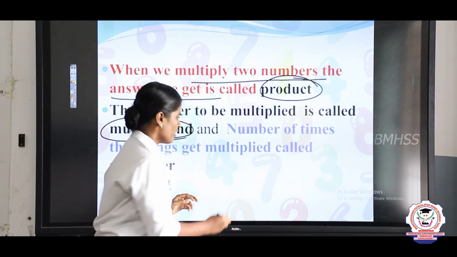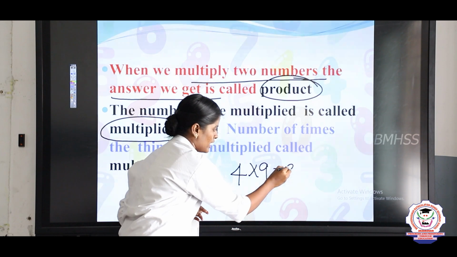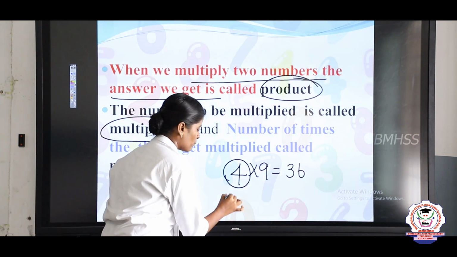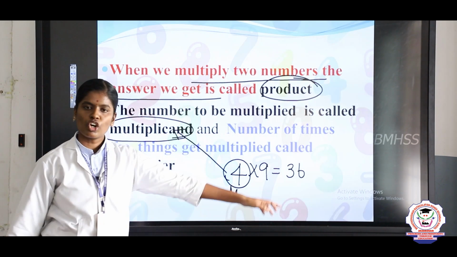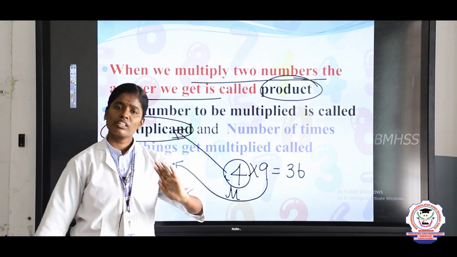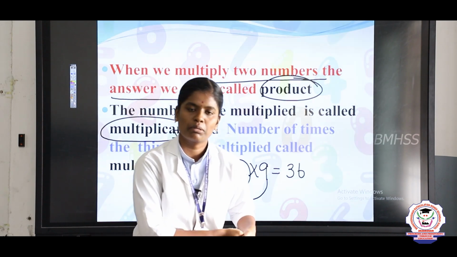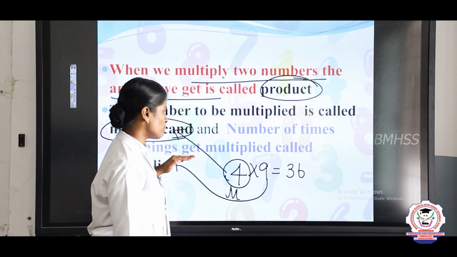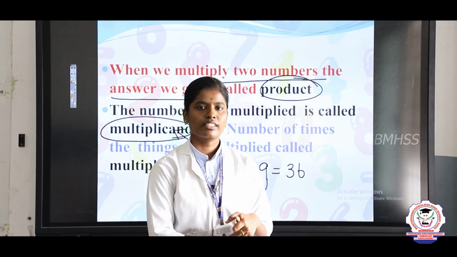So, our question is 4 9s are 36, right. Here 4 is called the multiplicand and 9 is called the multiplier. What is meant by multiplier? Multiplier means the number of times the thing gets multiplied. And product means the final answer is called the product.